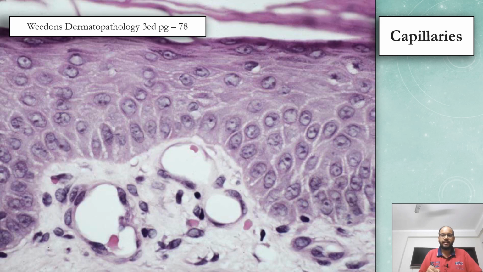So in this slide, you can easily see the dilated capillaries. These are all round capillaries, and you can appreciate the individual endothelial cells. These are all capillaries, and we can see the basal cell layer, so it is there in the papillary dermis.